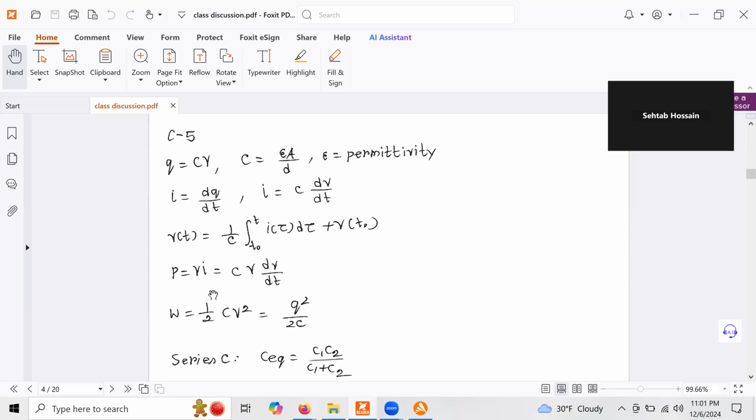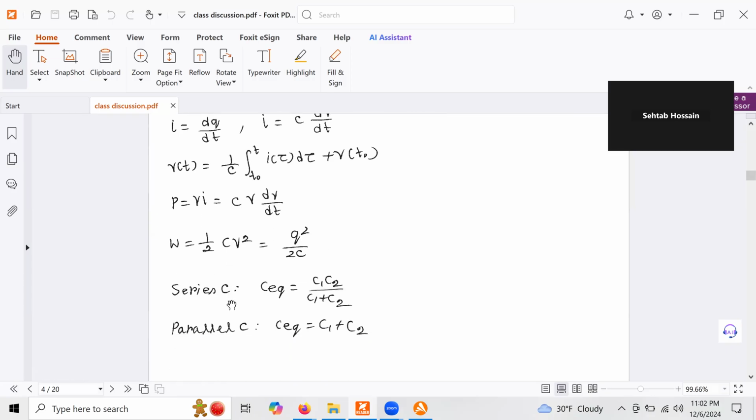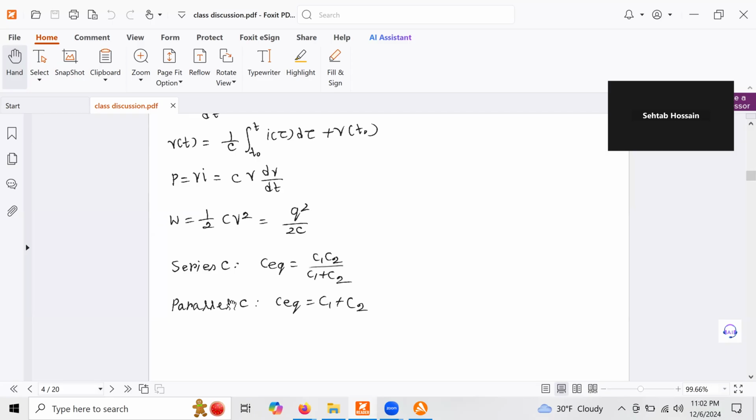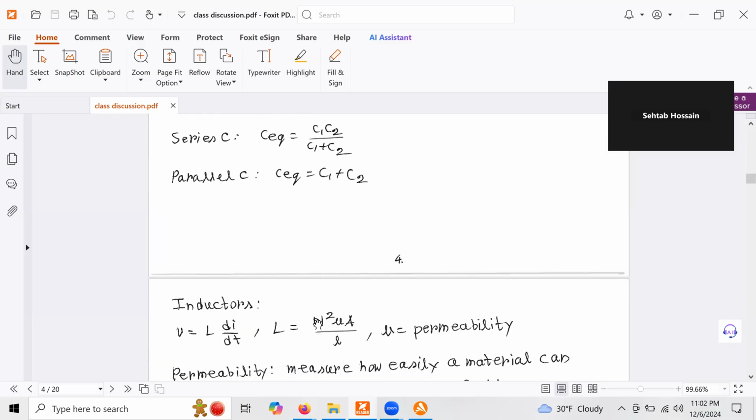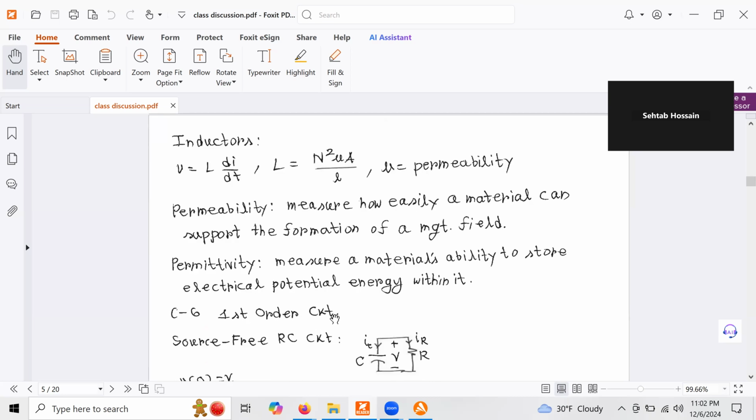For the case of power in a capacitor, we will apply the P equals VI formula. Then P is C times V times dV/dt. And what about the energy? It will be half CV squared or Q squared over 2C. So what will be the series capacitance? For series capacitors, it will be just like resistors in parallel, and for parallel capacitors, it will be like resistors in series.